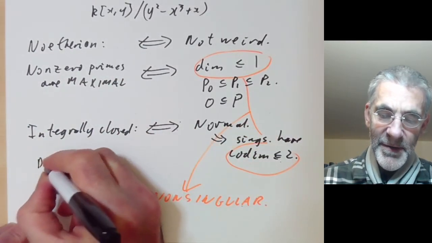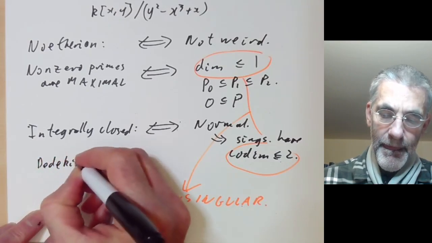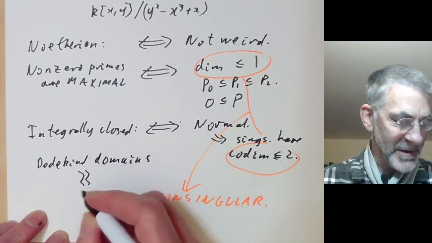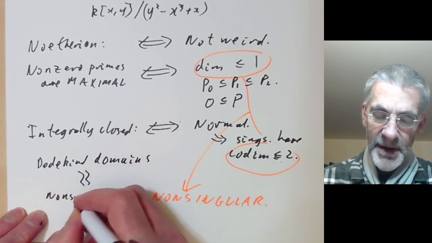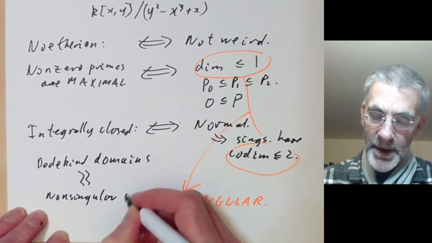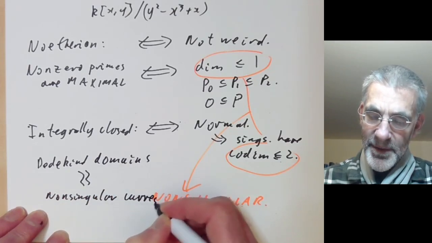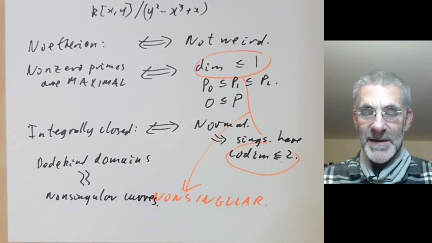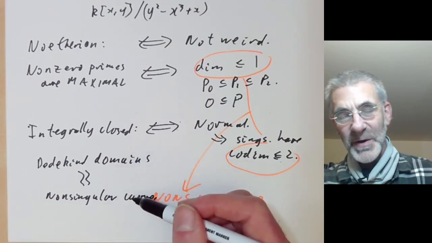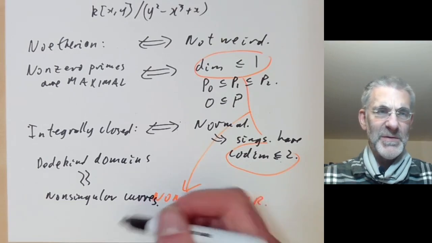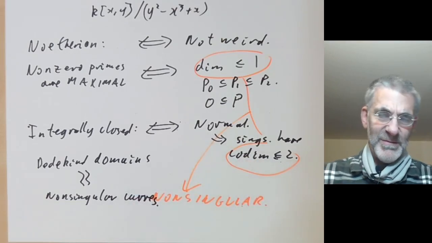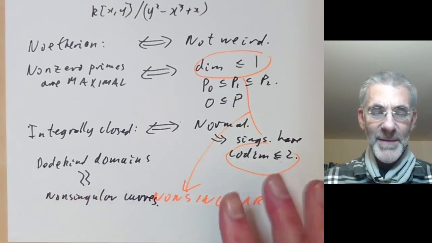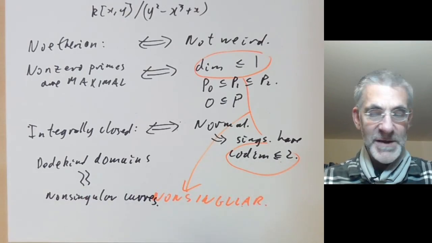So Dedekind domains correspond very closely to non-singular curves. Here you have to interpret the word curve in a fairly general sense, because things like the integers don't quite correspond to a curve in the classical sense, but you can think of them as being almost a curve. The point is that they're one-dimensional things that don't have singularities.